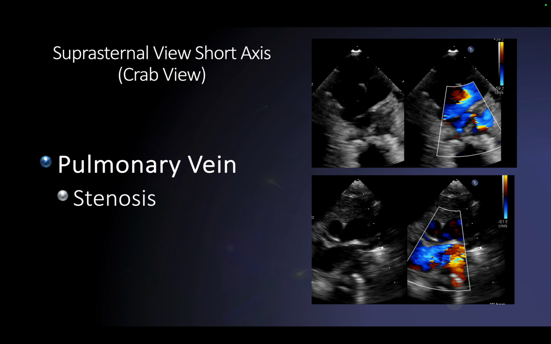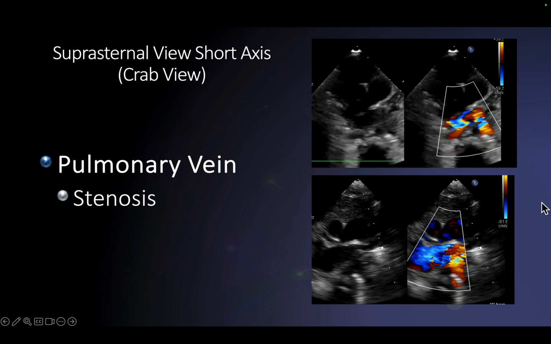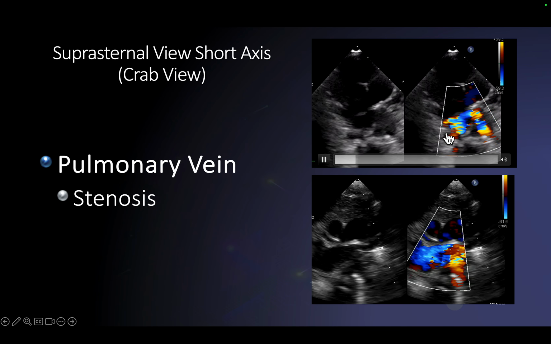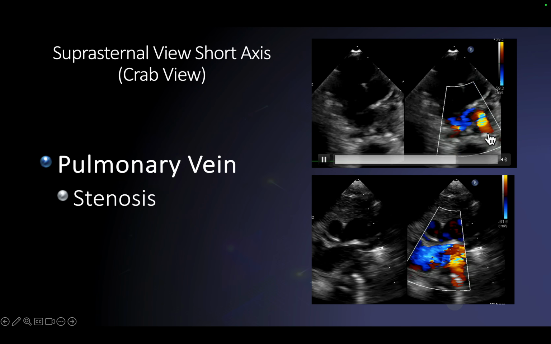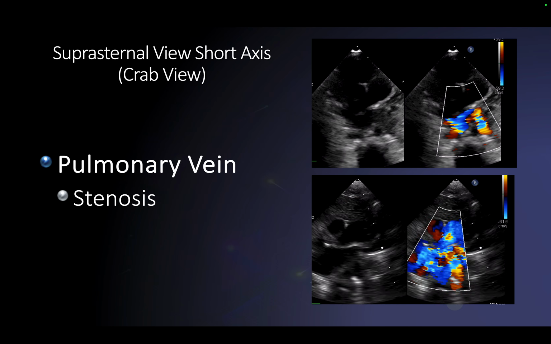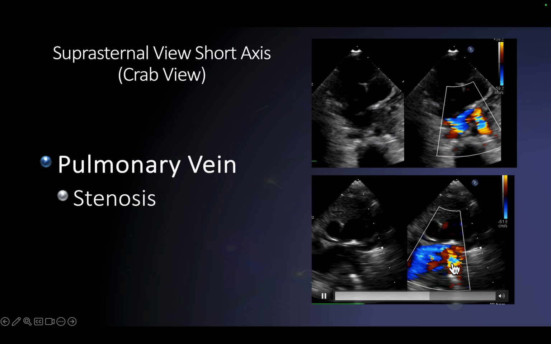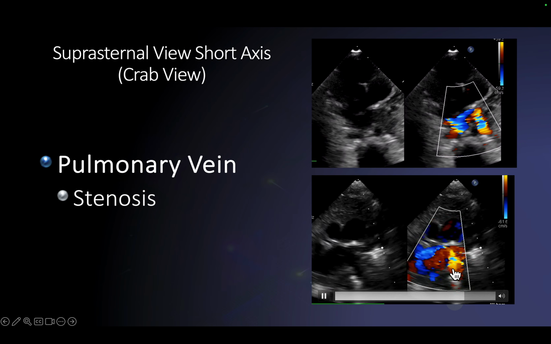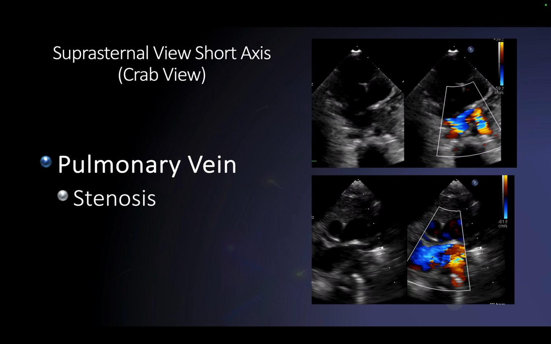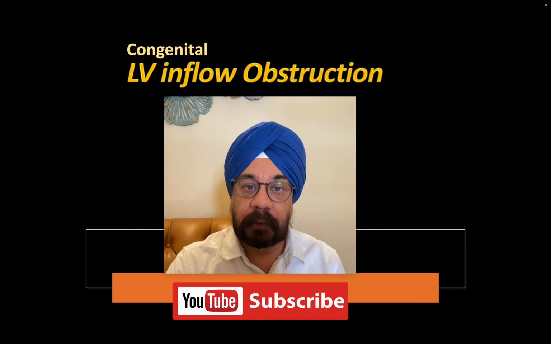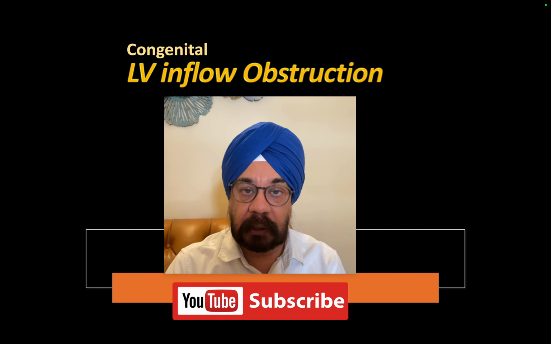Now in the crab's view, what you can see here is that this is one pulmonary vein, that's another pulmonary vein, this is the third pulmonary vein, and this is again the left upper pulmonary vein. Then these left lower and right pulmonary veins are all showing increased flow velocities, indicating pulmonary venous stenosis. Again, you see aliasing in the left lower pulmonary vein in a modified crab's view. So this is what I showed you about crab's view.